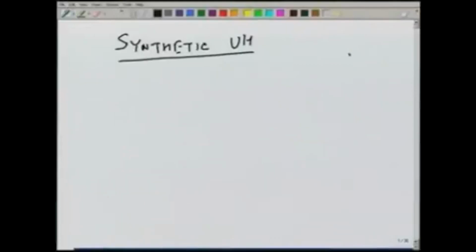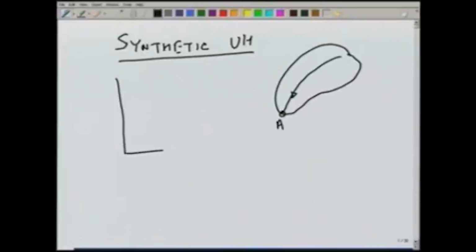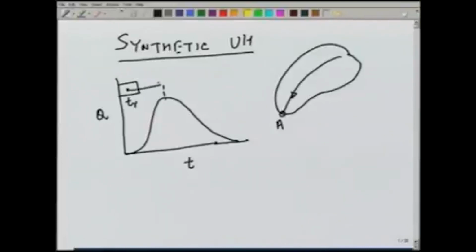So, let us look at a catchment where there is no gauging station. So, the point A is not gauged, and therefore, we do not have any data about the runoff due to corresponding storm event. In absence of this data, we can try to correlate some of the features of the hydrograph. So, let us say that the duration of the rainfall is Tr, and we can define a time to peak from the centroid of the rainfall as Tp.